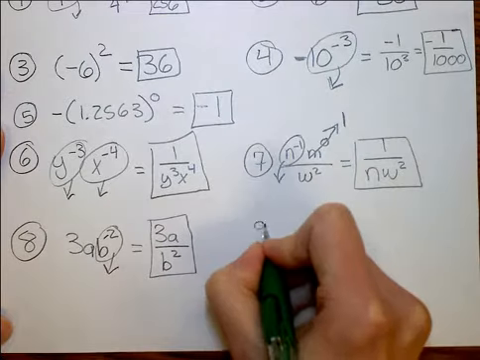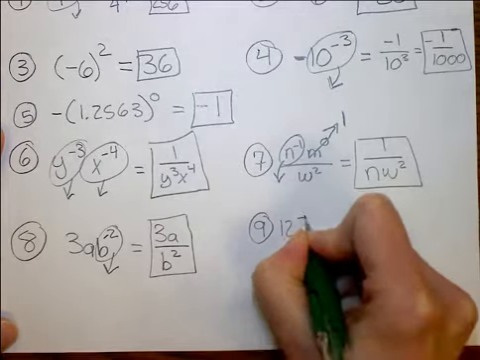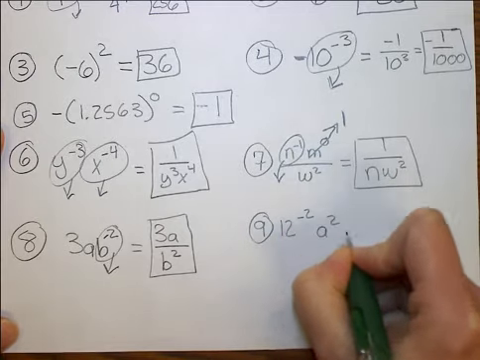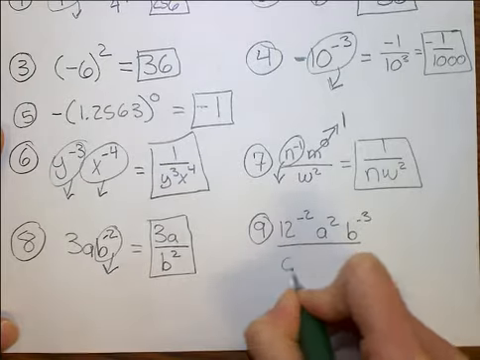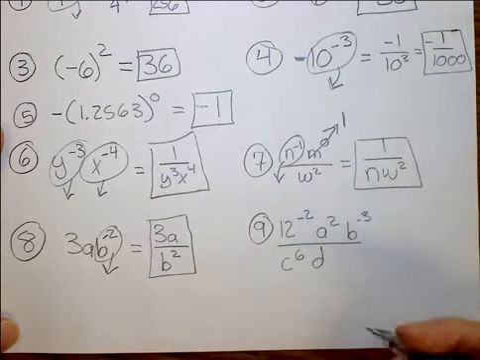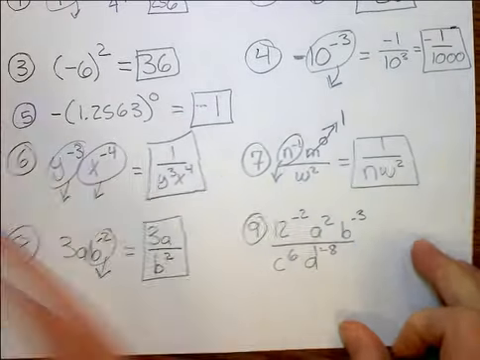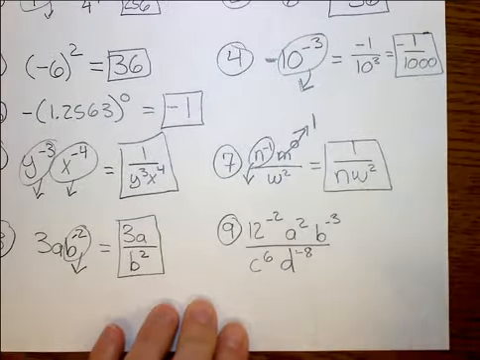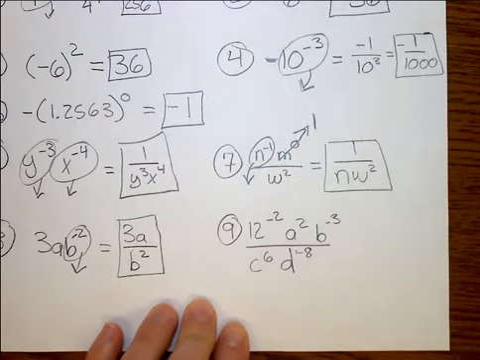So number 9, we have 12 to the negative 2nd, a squared, b to the negative 3rd, and that's all over c to the 6th, and d to the negative 8th. So when we're looking at this, you look at each number and letter separately for their exponent. It's all separate. None of it's together.